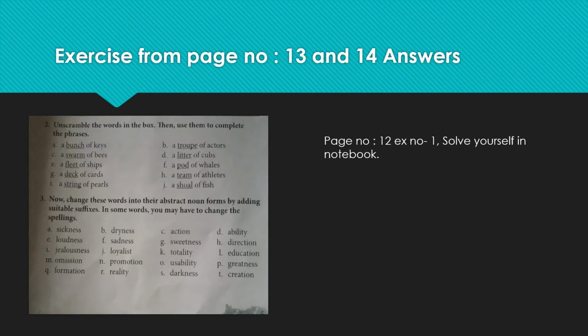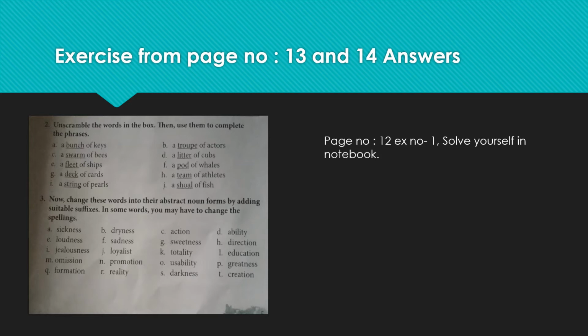Then, downside, exercise number 2. Unscramble the words in the box. Unscramble, as you studied in the English marathon. Opposite words. You have to make them correct and write them. You have to use them here as collective nouns. The answers are given here. You have to solve in the textbook and in the notebook.